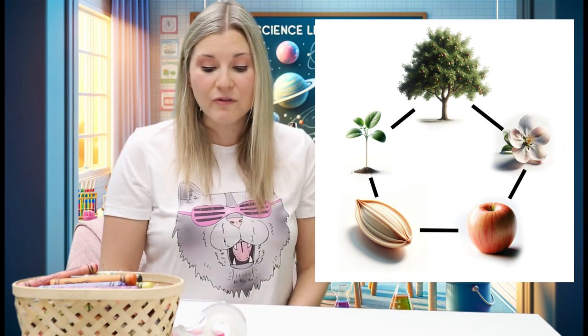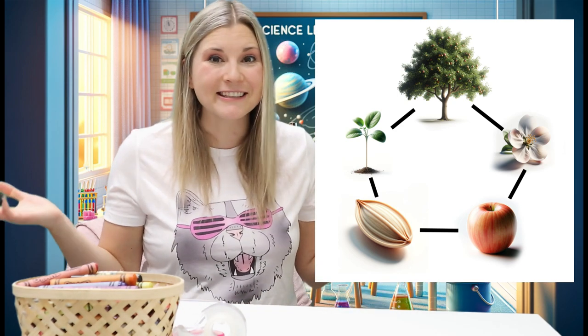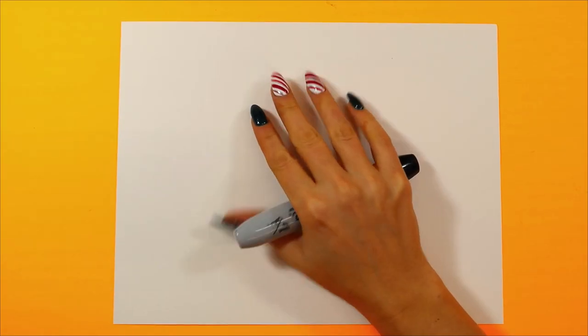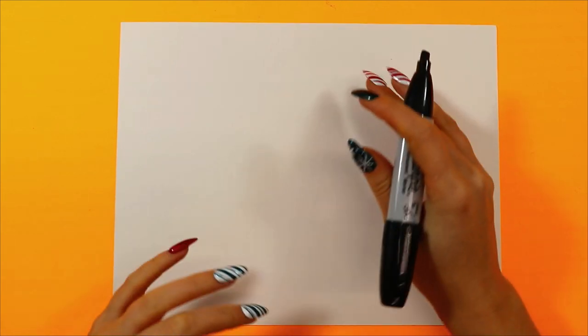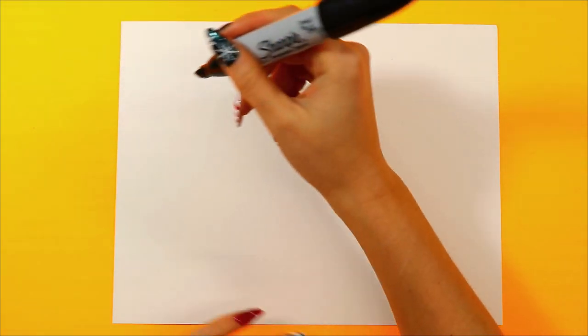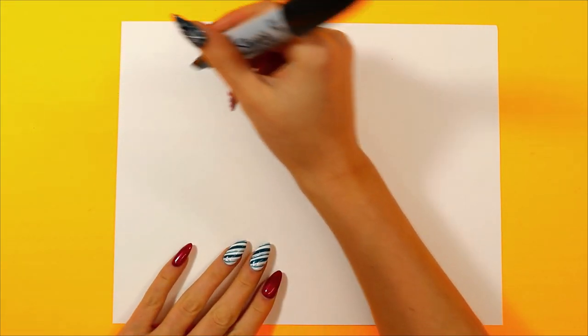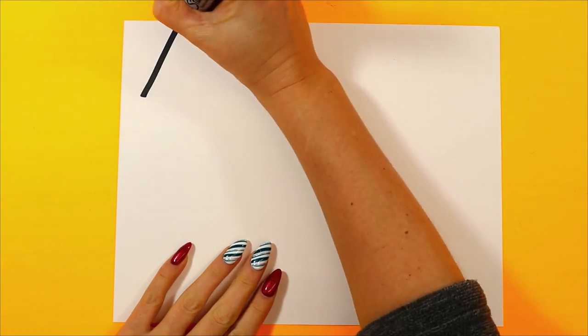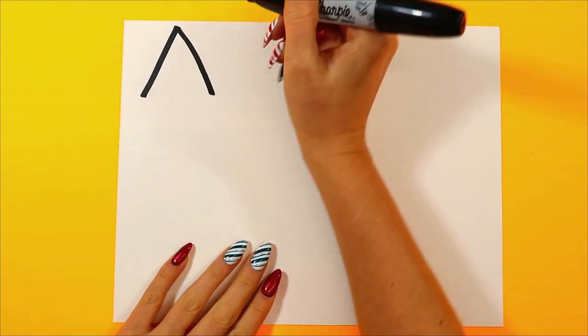Now let's head on over to the art studio to draw an apple. We're going to draw an apple. First, let's write the word apple. Apple starts with an A sound. So we're going to start with the letter A. We're going to write our capital letter A.